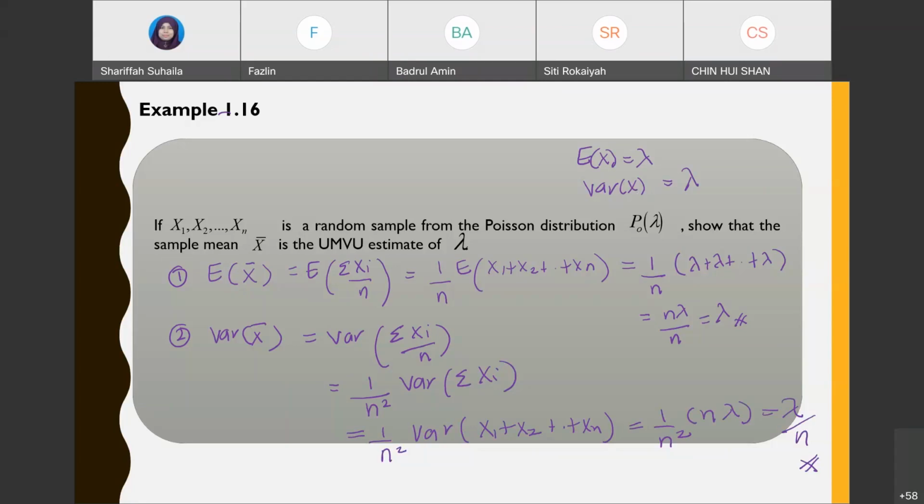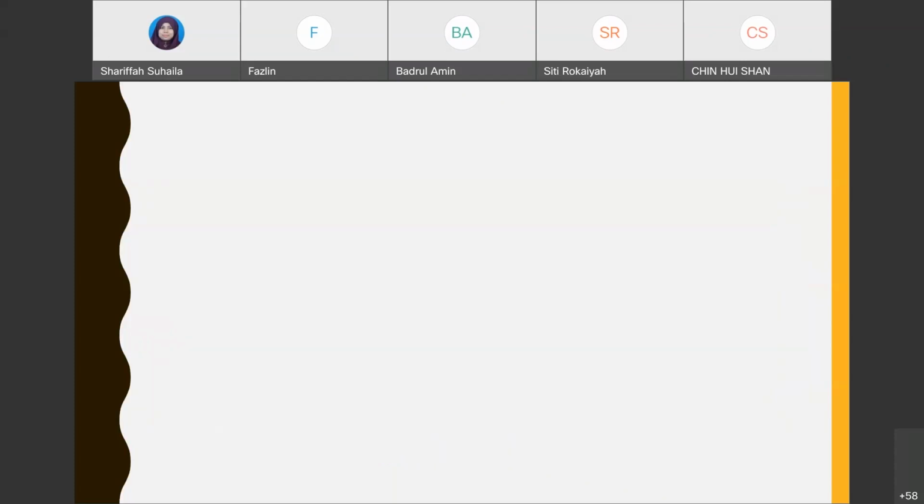So bila kita nak verify dia adalah uniformly minimum variance unbiased estimate of lambda, kita dah ada pemikiran di mana kita dah tahu dia punya Cramer-Rao lower bound tu seboleh-bolehnya kita akan cuba dapat sama dengan lambda over n. Itu kita punya andaian lah. Kita assume kalau dia adalah uniformly minimum variance unbiased estimate of lambda, you should get also lambda over n for Cramer-Rao lower bound. So next step, finding Cramer-Rao lower bound.